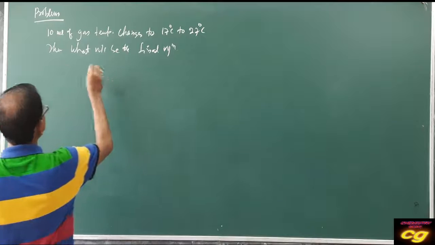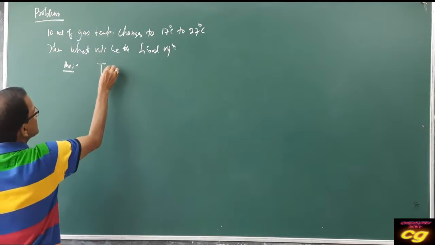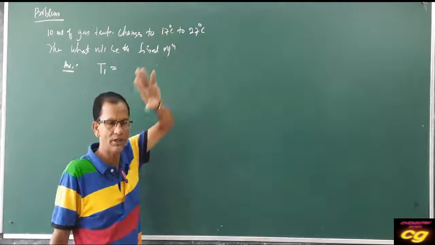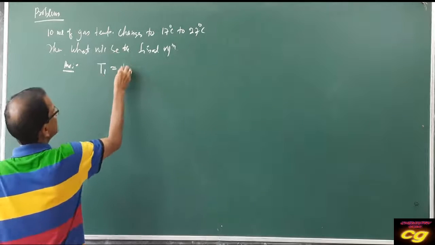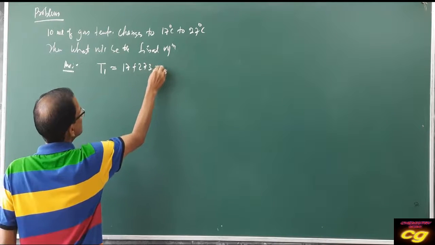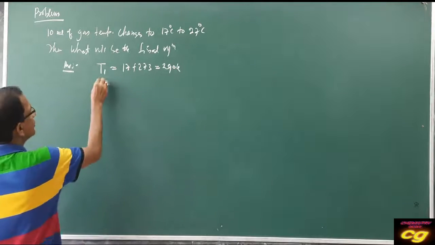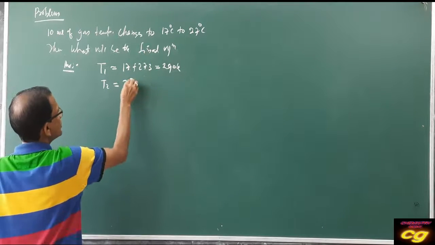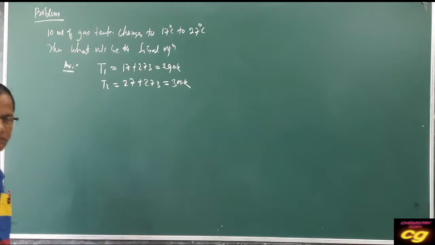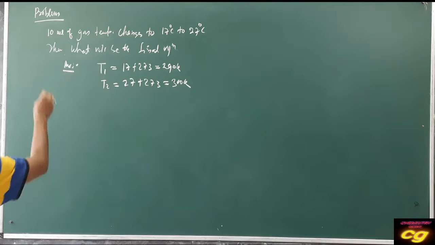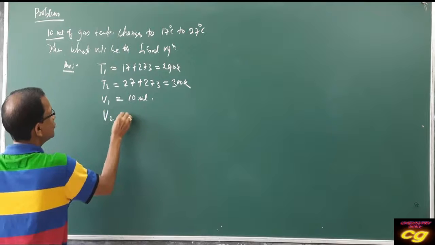So here as per the question, as the temperature is in Celsius, you have to convert into Kelvin scale. T1 will be 17 plus 273, that is 290 K. Similarly, your T2 as per the question is 27 plus 273, that is 300 K. This is the temperature change. And V1 as per the question is equal to 10 ml. Then V2 is question mark.